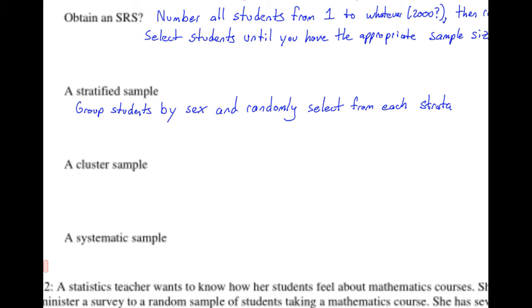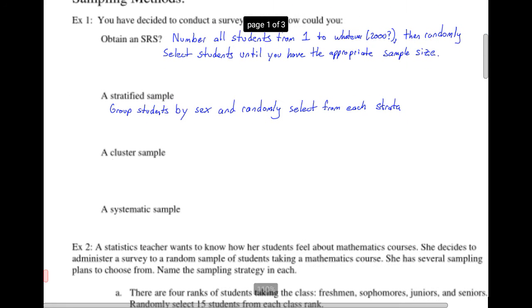So a cluster example would be to choose an advisory class. Probably better to pick a few, so pick maybe 5 advisory classes at random. We would assign every advisory a number, randomly select them by generating numbers with a table or technology, and then we would survey everyone in that cluster. That's very important. Anytime you're answering this, if you're doing a cluster sample, make sure you state that you will sample everyone in the cluster. That's what you need for an appropriate cluster sample.